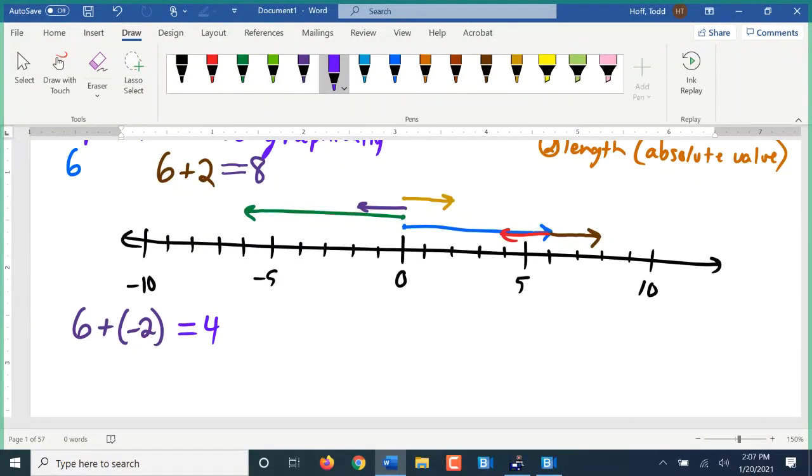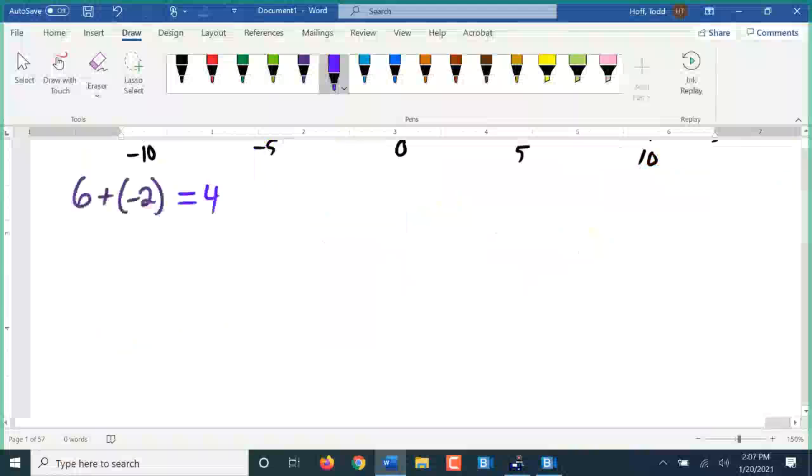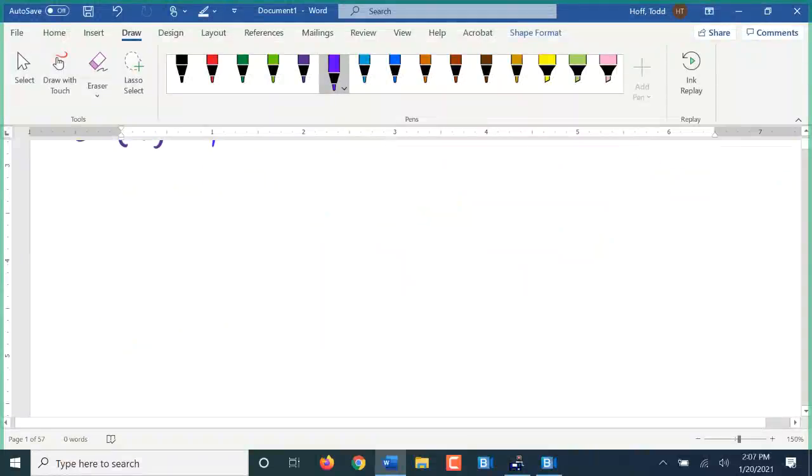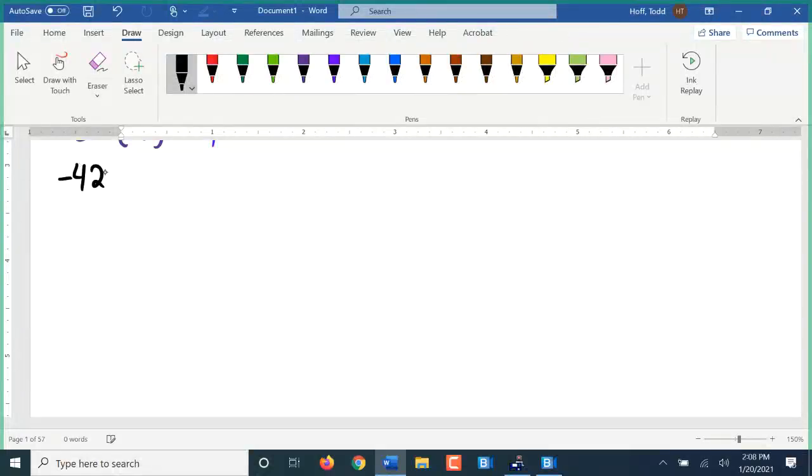I don't expect you to draw out number lines every time you add integers. Dealing with negative numbers, that'd be a lot of drawing. But I keep that picture in my mind as I'm working with integers. So I might have negative 42 plus 27. What I am picturing in my mind is this. Here's 0. Negative 42 goes in the negative direction. Now I start at the head of that negative 42. Where it ended is where I start the next number.